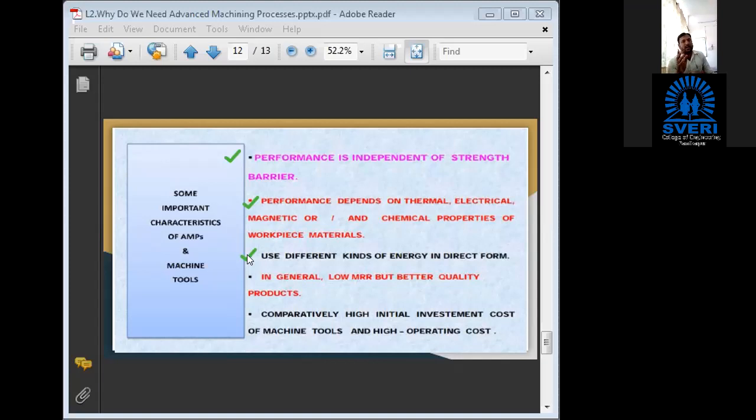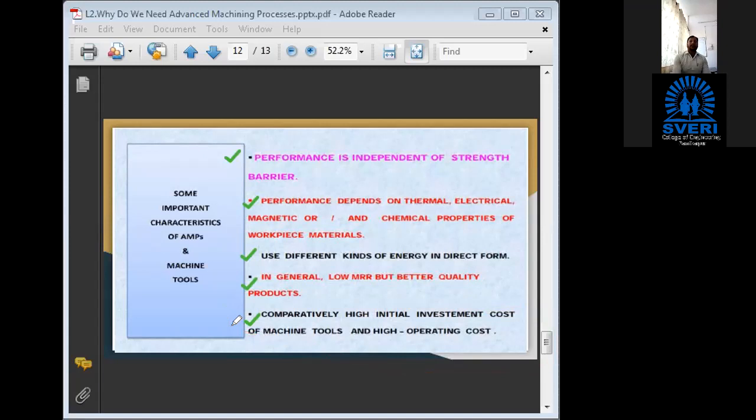But if you use any advanced machining process, then you will get better quality of your product. Okay, then the most important point is about the investment.